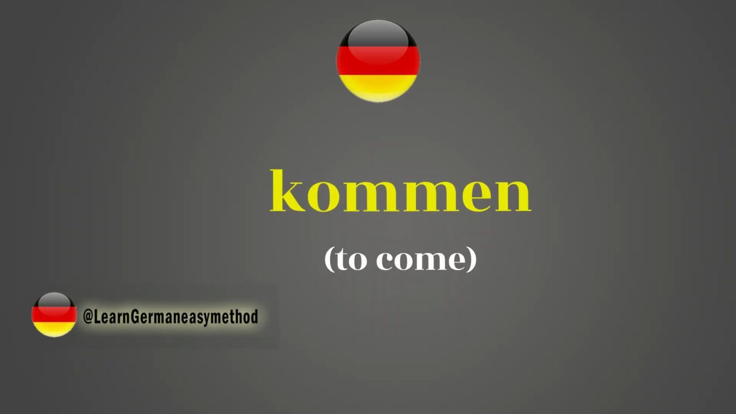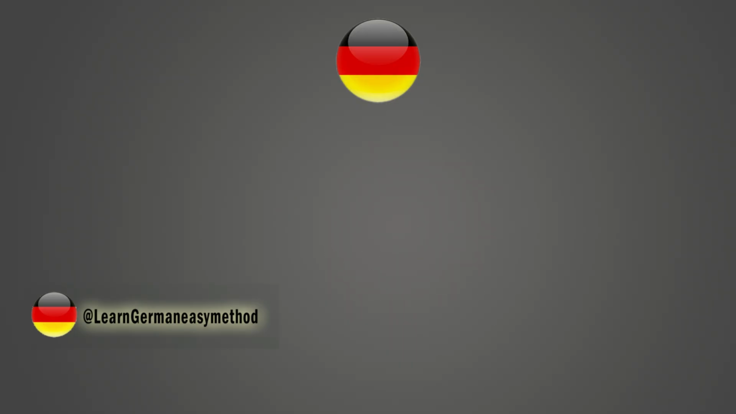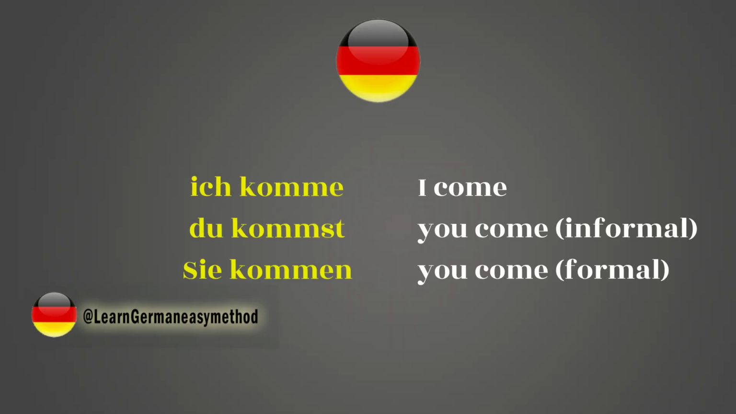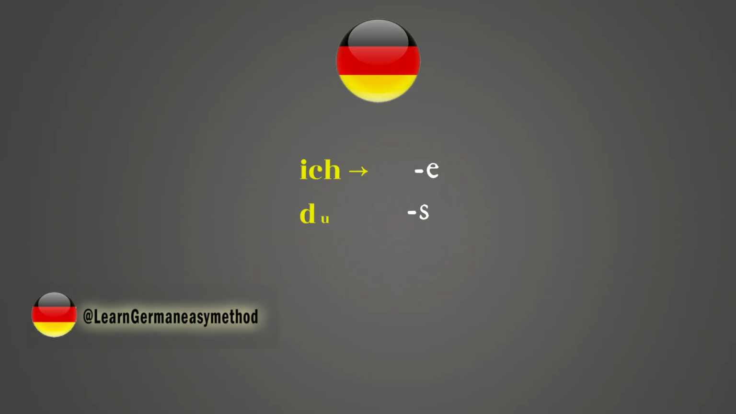Example: kommen, to come. The infinitive form is kommen, which means to come. Ich komme, I come, du kommst, you come, informal, sie kommen, you come, formal. Again, ich ends in e, du ends in st, and sie ends in en.